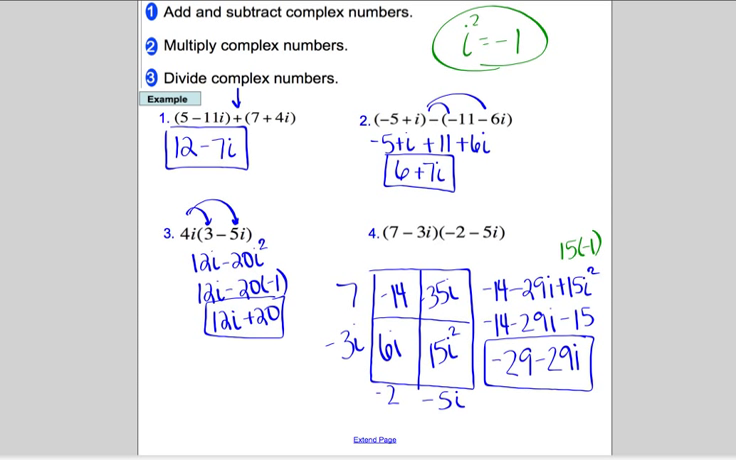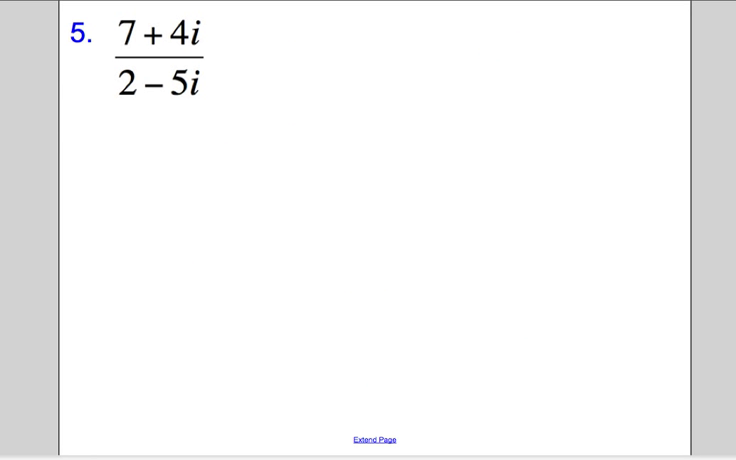Let's go ahead and look at another example. This time we're going to be dividing. Now, there's not a lot of work to do right here. There's no common factors to pull out and cancel. So instead, we are going to get rid of the i in the bottom. Just like square roots in the bottom of fractions, we don't want i's in the bottom of fractions. In order to get rid of it, we're going to multiply the top and the bottom by the conjugate of the bottom, 2 plus 5i. Now this is okay because really we're just multiplying the top and the bottom by the same thing, so it's like multiplying by 1.